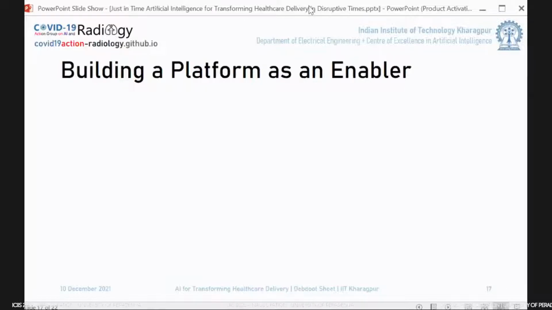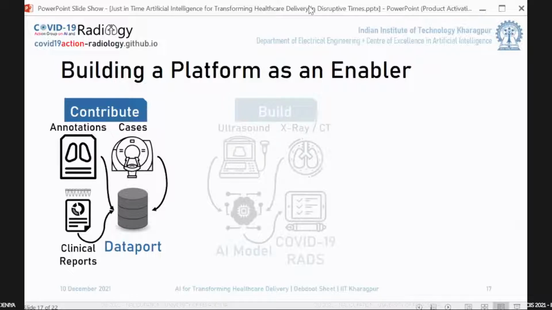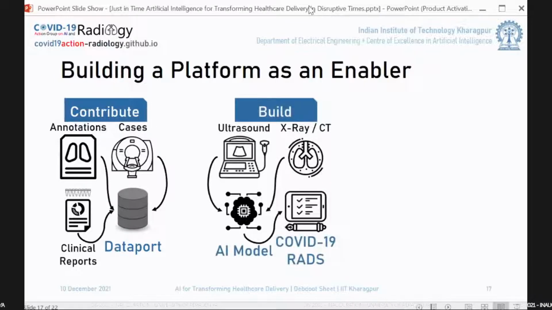So in order to do that, we thought of creating a platform which can serve as an enabler for this system. The first part of the platform is to look into where I get all the contributions of these cases coming in. So I will have annotations, cases, clinical reports, everything being fed onto a data port. This data port, you can imagine to be something like a Google Drive, where people are just putting things in with some sort of categorical annotation, and then we are able to take in all of that and ingest it.